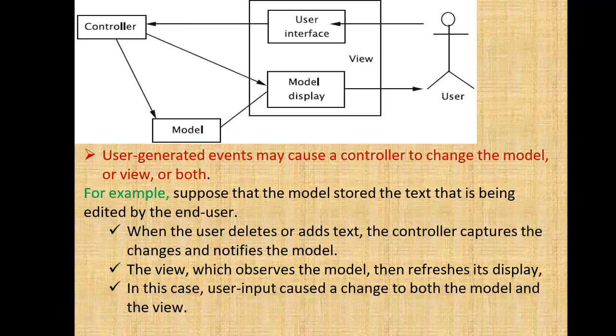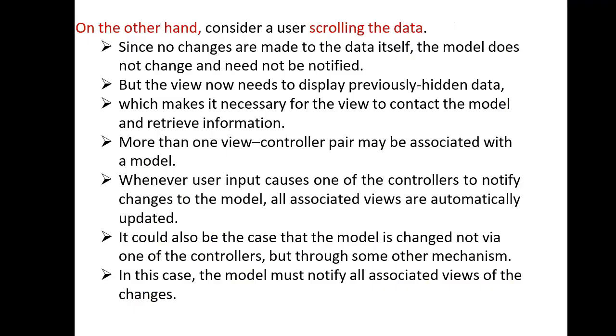This is one block diagram showing how the user communicates with the MVC architecture. Here the combination of user interface and model is treated as a view. User-generated events may cause a controller to change the model or view or both. For example, suppose the model stored the text that is being edited by the end user. When the user deletes or adds text, the controller captures the changes and notifies the model. The view, which observes the model, then refreshes its display. In this case, user input causes a change to both model and the view.